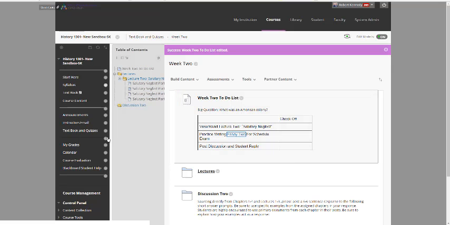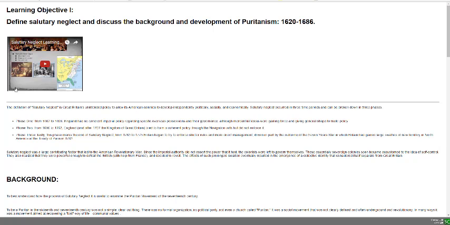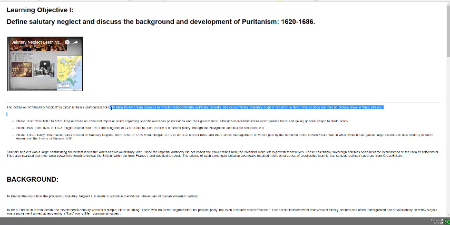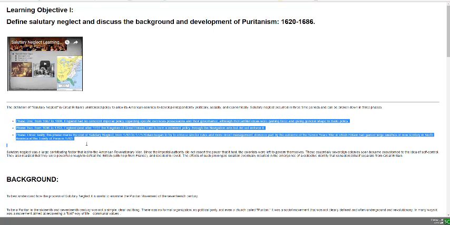So, a couple of things to keep in mind about salutary neglect. One, you want to keep in mind the definition. And the definition is found right here in the beginning of part 1 of this lecture. The definition of salutary neglect is Great Britain's unintended policy to allow its American colonies to develop independently, politically, socially, economically. Salutary neglect occurred in 3 time periods and can be broken down in 3 phases. So go through these 3 phases as well as part of your definition.